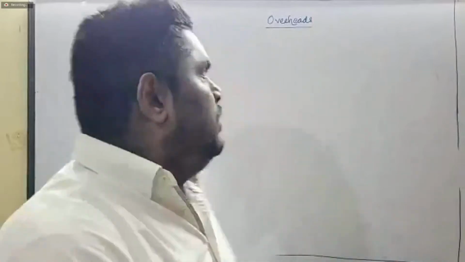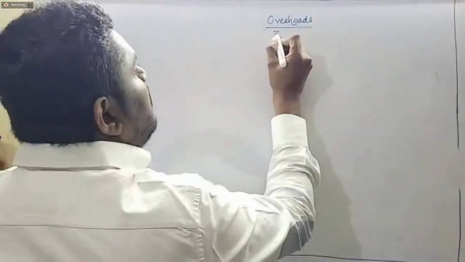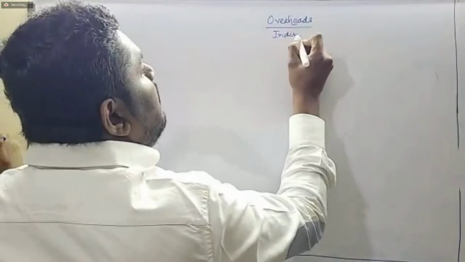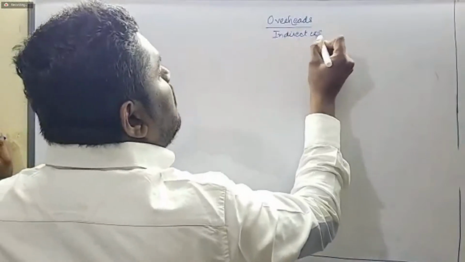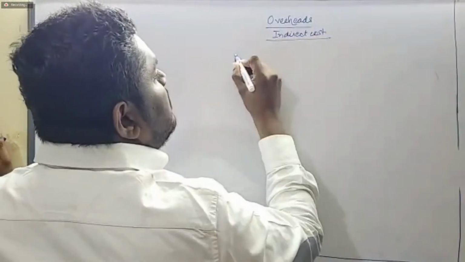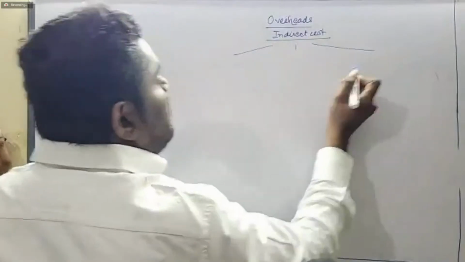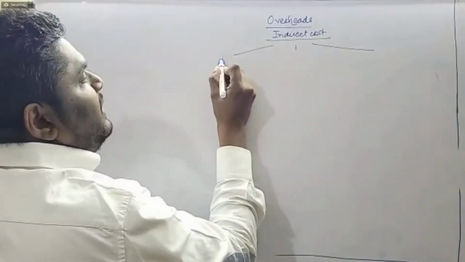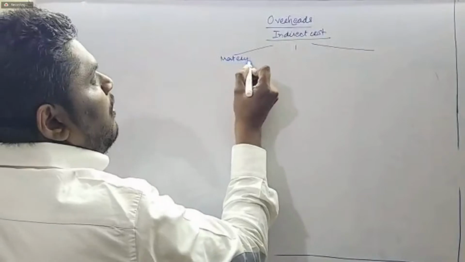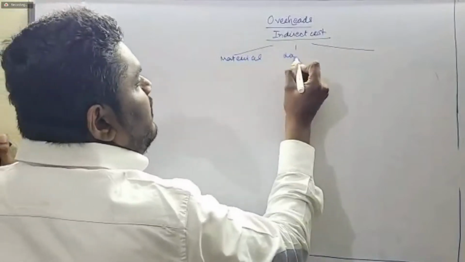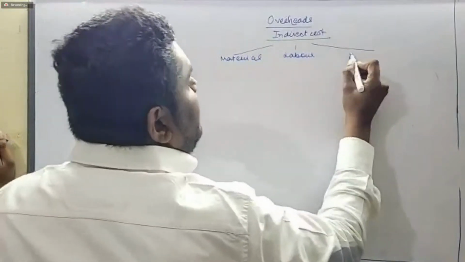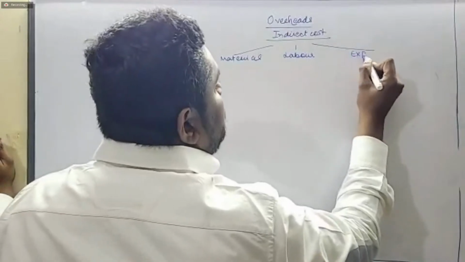So what is overhead? It's very simple, guys. The indirect cost. That is indirect material, indirect labor, and indirect expenses.